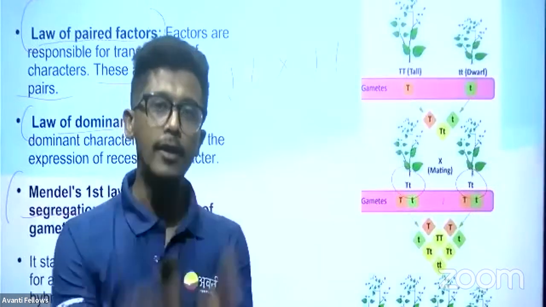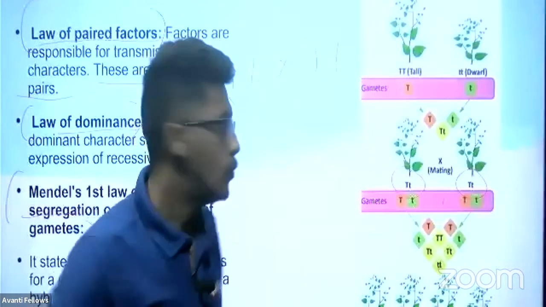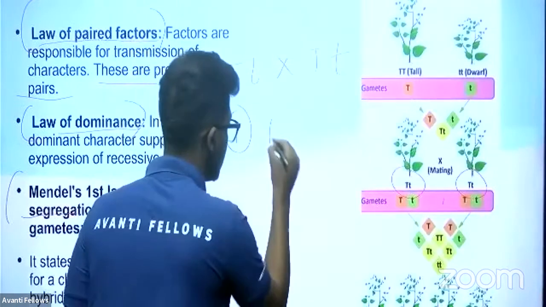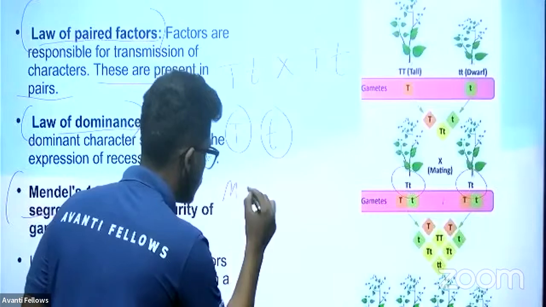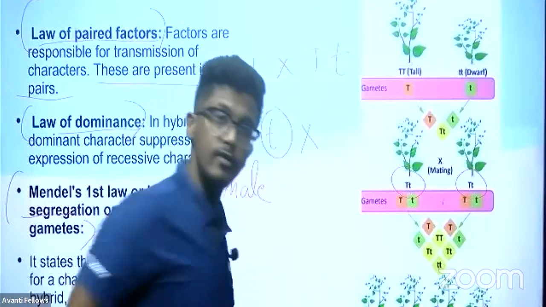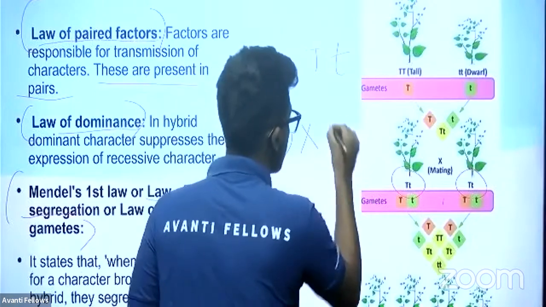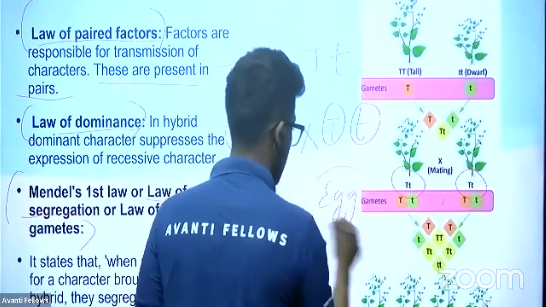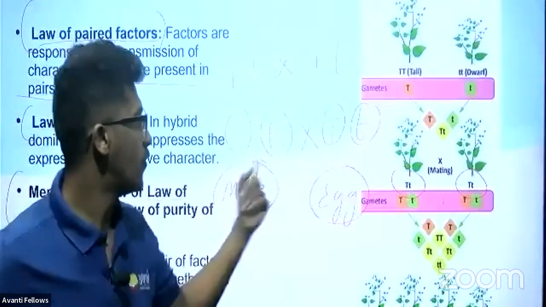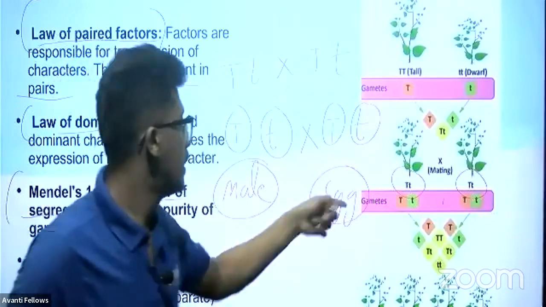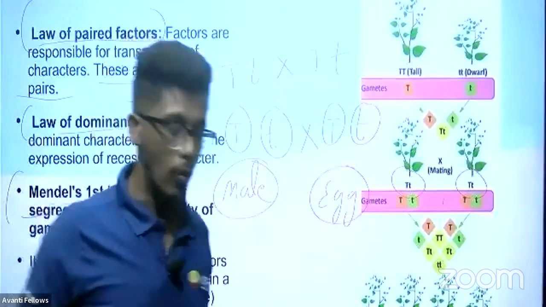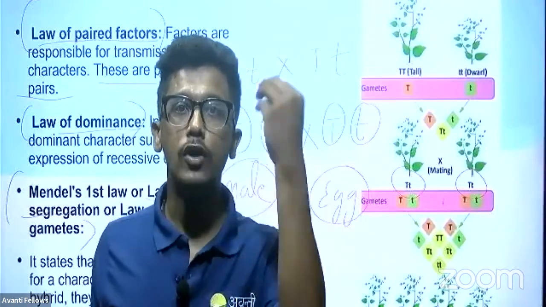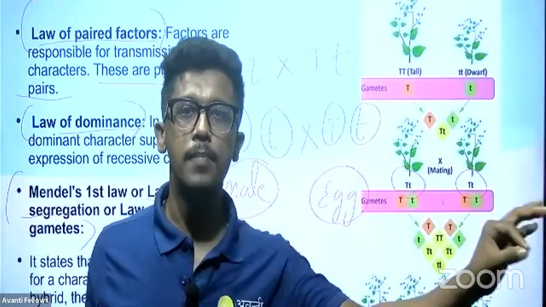But during gametogenesis, when they produced gametes, what did we have? We had capital T type of gametes and small t type of gametes. Let's say this is male gametes. In male we got both capital T as well as small t. In female also we get capital T and small t. So what does it explain? Whenever alleles are in heterozygous condition, during gametogenesis they segregate independently of each other.